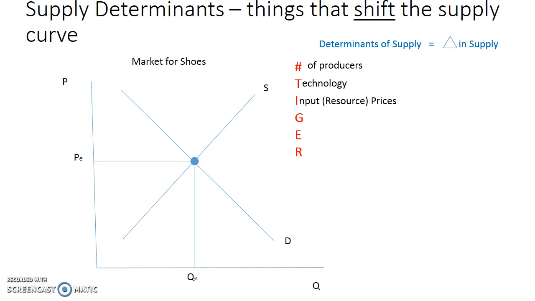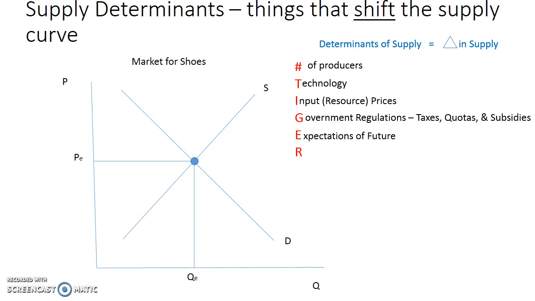The I is for input or resource prices. Think about our resources: land, labor, capital. Labor gets used a lot with wages. Those can change. And also with capital. The price of the goods that go into making the product, those are going to impact then the amount that can be produced. The G is for government regulations, and here we're dealing with taxes, quotas, and subsidies.